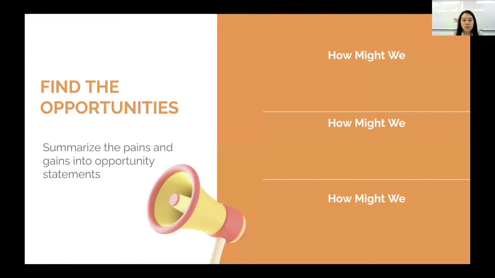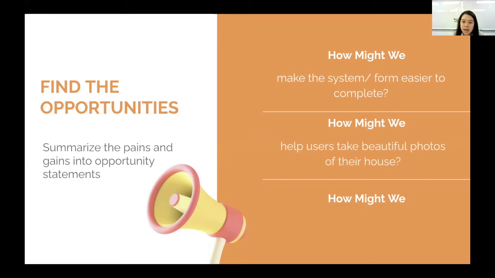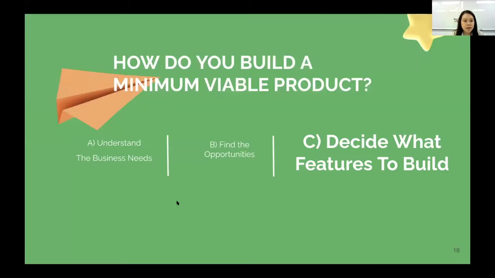There are a number of methods to summarize pains and gains, and we would like to introduce you to one of the methods, the format using how might we. So for example, how might we make the system or the form easier to fill in, to complete? Or how might we help users take beautiful photos of their house? And how might we encourage the user to fill in more relevant information about their house? So the opportunity statement will reflect the pains and gains you have identified for your products. You guys are good? Okay.